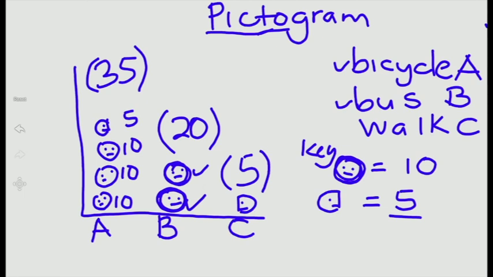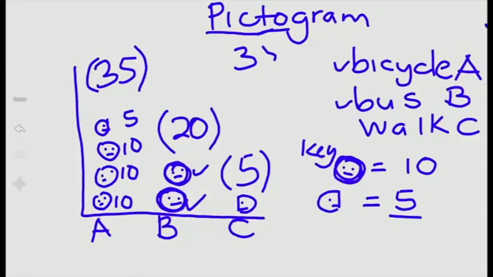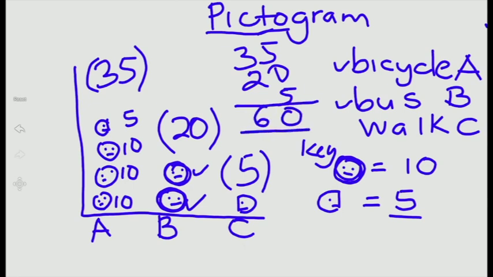Another question that can come up from a pictogram could be, how many pupils are there in this class? You take the 35, those who are walking, those who are using bicycle, and those who are using a bus to school, and add them to the number of those who walk to school. That is 10, that is 60. So how many pupils are in this class? There are 60 pupils.